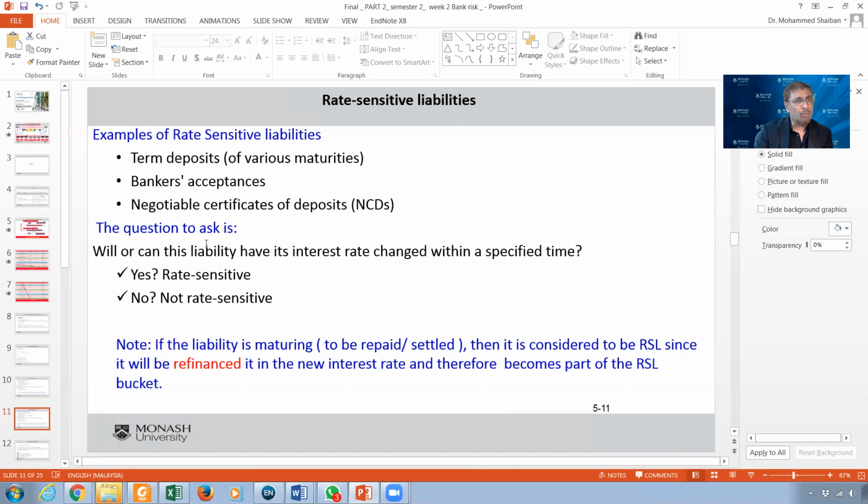Now, the question to ask is, will or can this liability have its interest rate change? Same thing, as I told you: if yes, rate sensitive; if no, not rate sensitive. So note, if the liability is maturing, then in this case it will be within the risk-sensitive group because you have to refinance it. Let me show you this.